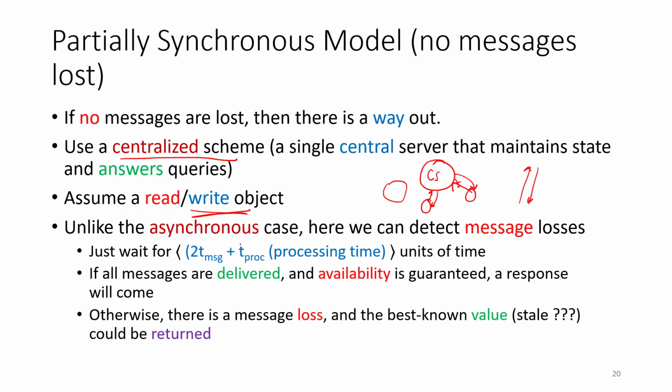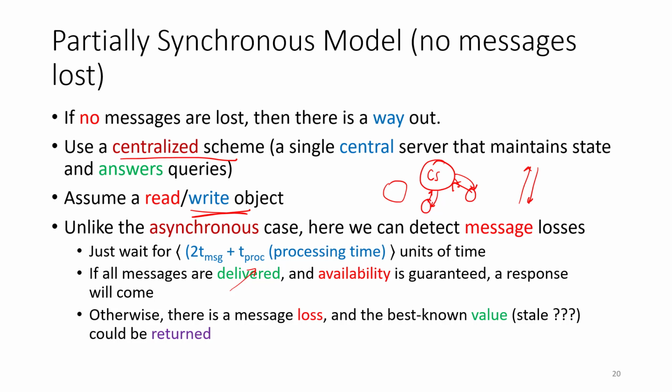So let's say all messages are delivered. If all messages are delivered, I will always get the ACK back, right? So let's not consider the case where either the message is lost or the ACK is lost. Let us consider cases where all the messages are delivered. In that case, I'll get the acknowledgement back. There is no message loss. If that is the case and availability is guaranteed, a response will come, and the response that will come will be correct, right?